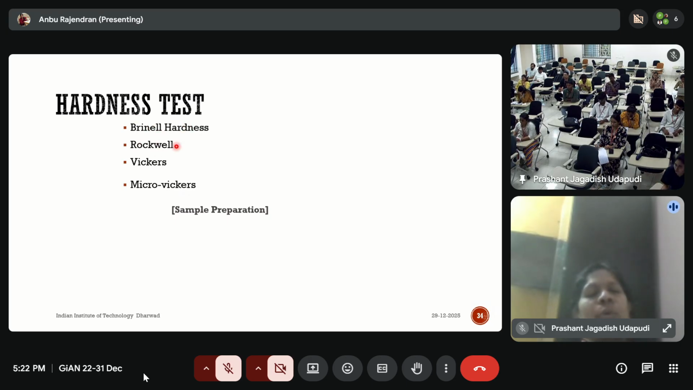Okay, so Rockwell, you can apply up to 3 kg loads. Vickers again up to 1 kg, micro Vickers again up to 0.1 microns. There is another method, nano Vickers, where nano indentation, where you will apply even lesser load.